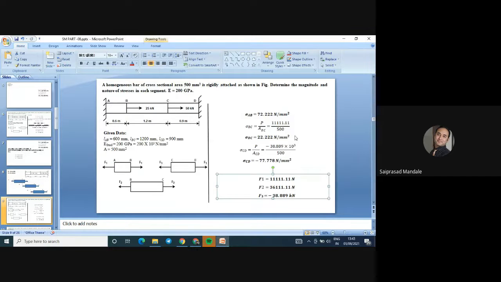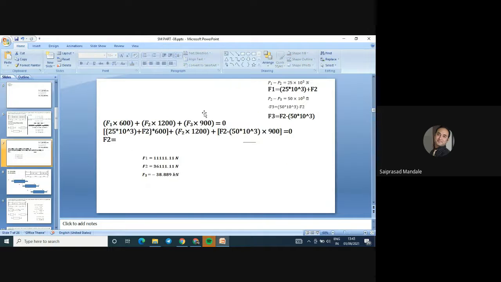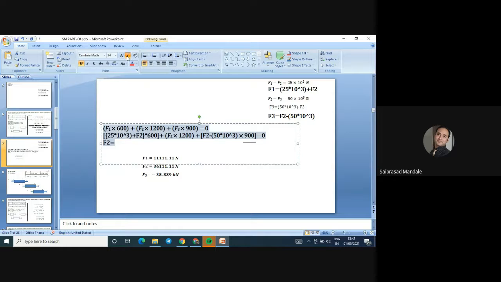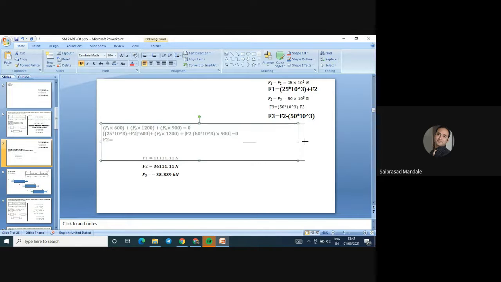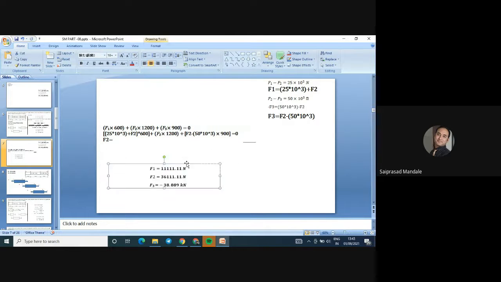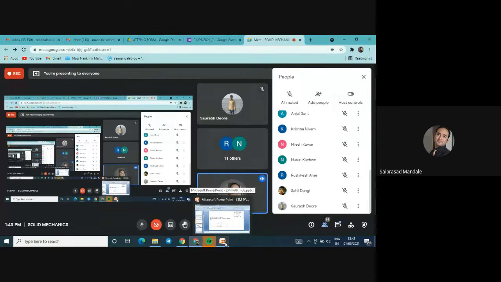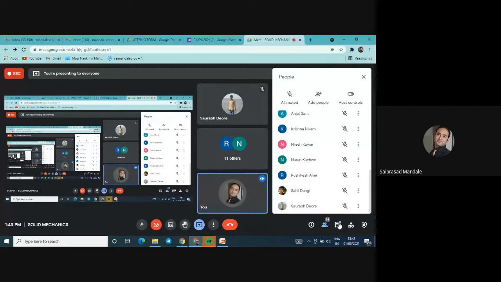Just verify the answers. Sigma BC is equal to that, sigma CD is equal to that, and sigma AB is equal to that. The challenge is only to solve this equation. Those who are able to solve this equation can easily have the answers. Calculating sigma is not a big deal for you because you have been calculating since the last 10 lectures. So next, you just cross verify and ping me the answers in the chat box.